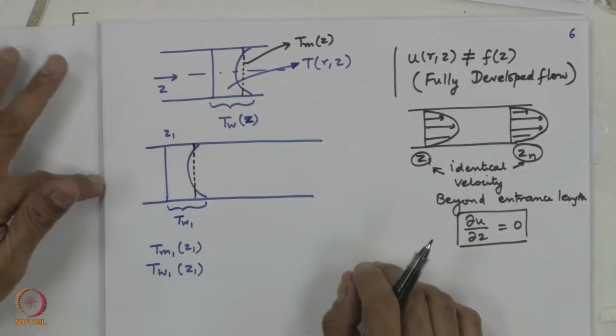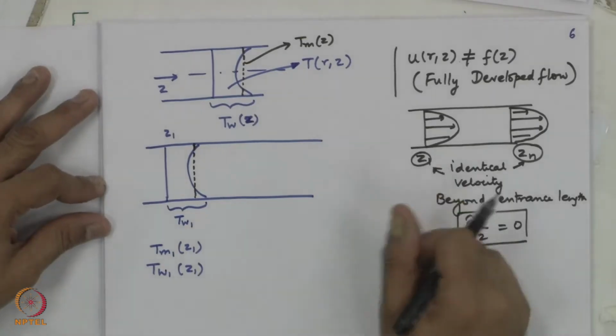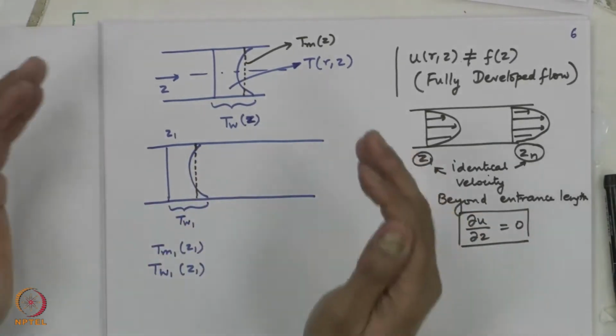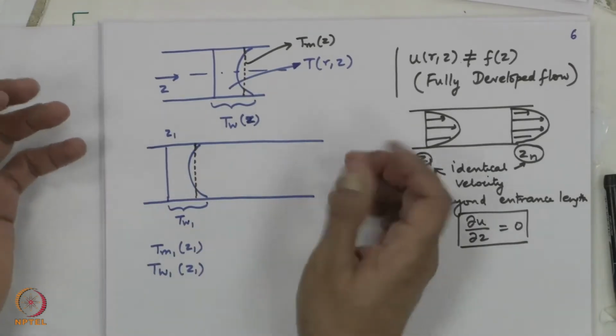Water at 25 degrees enters the pipe, leaves at 40 degrees. What does it mean? If I took the water, put it in a cup, insulated, mixed it very well and put in a thermometer, the temperature the thermometer would measure is 25 degrees. This is called a mixing cup temperature or bulk mean temperature. This is a number you and I will know.